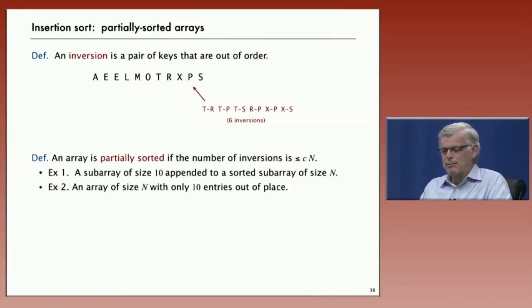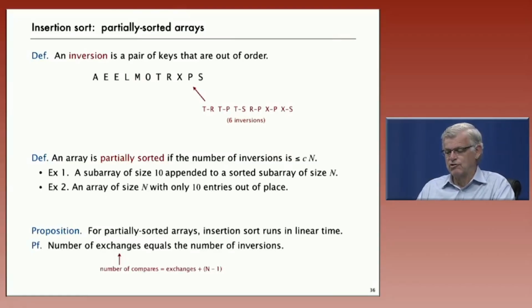We define an array to be partially sorted if its number of inversions is linear, if it's less than some constant times n. Partially sorted arrays appear often in practice. For example, if you have a large array that's sorted except for just a few unsorted elements appended at the end, it's going to be partially sorted. Or another case is if you only have a few entries out of place, the array is going to be partially sorted. These types of things arise often in practical applications.